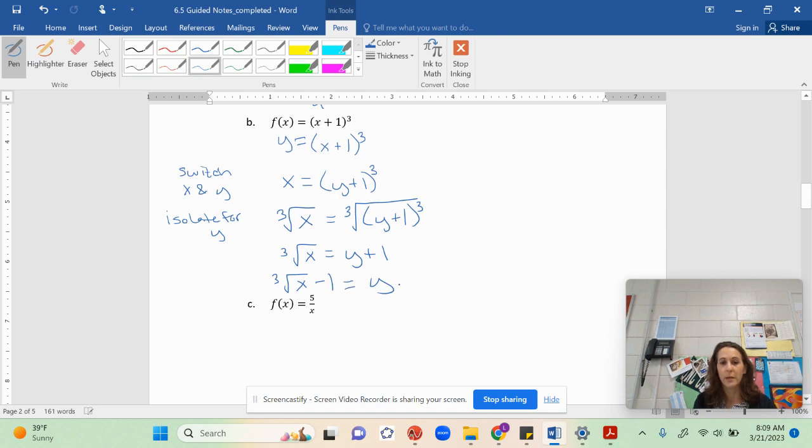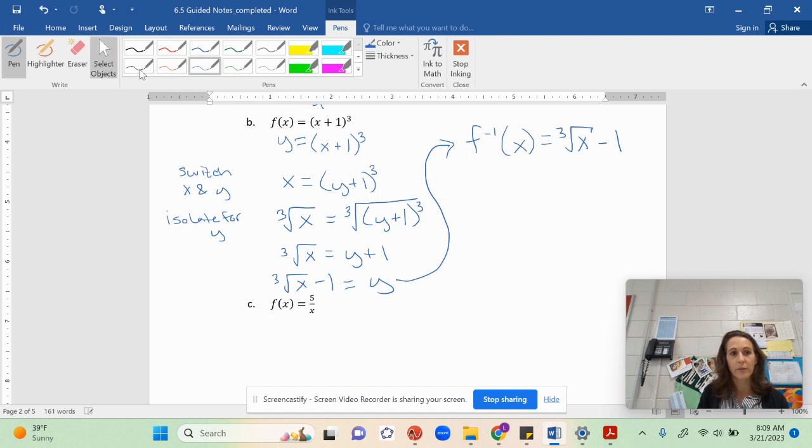And then finally, the last step is, again, replace y with our special inverse function notation. So that means that the inverse function of f is the cube root of x, minus 1. And the minus 1 is not part of that cube root.